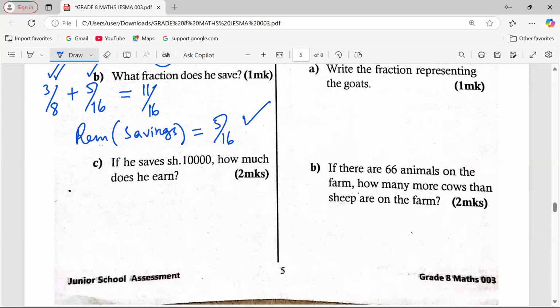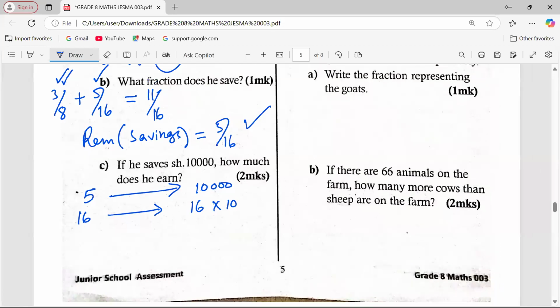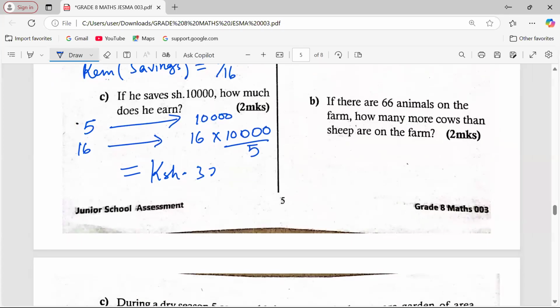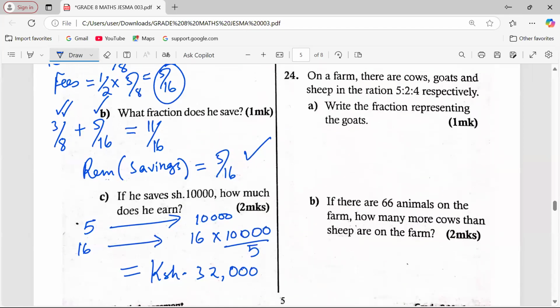If he saves 10,000 Kenya shillings, how much does he earn? So we say 5 proportions, which are the ones which go to savings, are 10,000. What about the 16 portions now, which is the total? It will be 16 multiplied by 10,000 divided by 5. So this is going to give us Kenya shillings 32,000. Yeah, 32,000. That way.